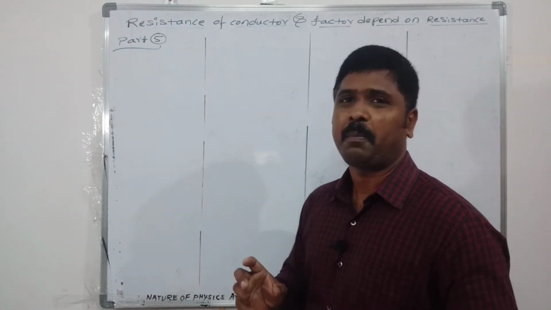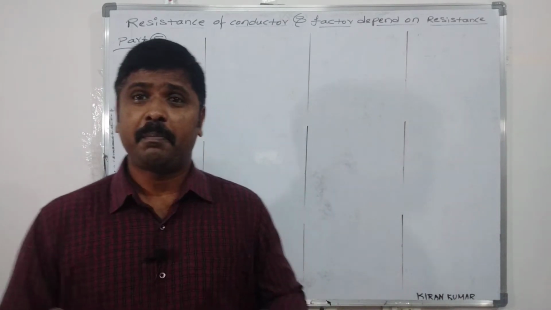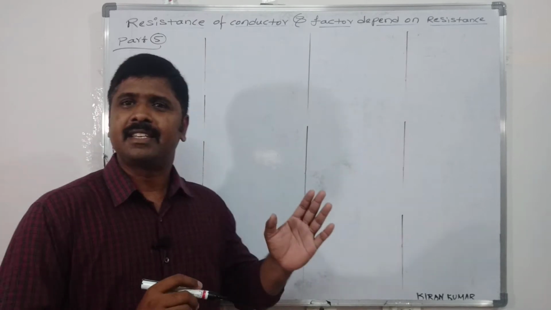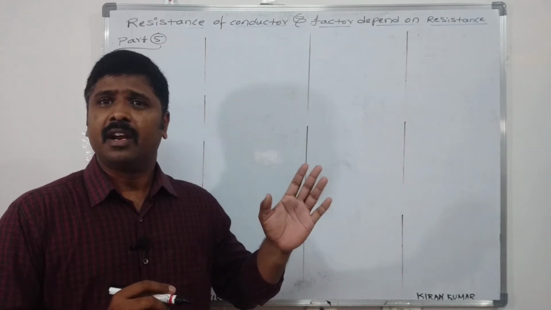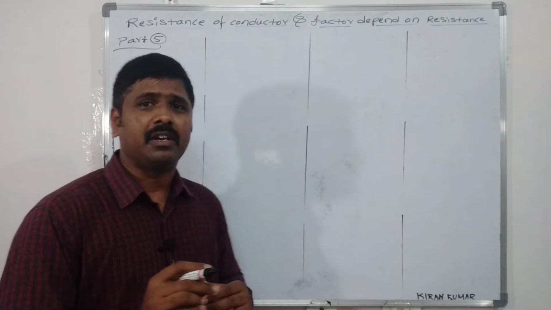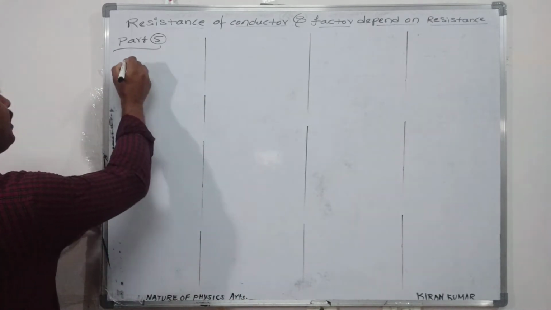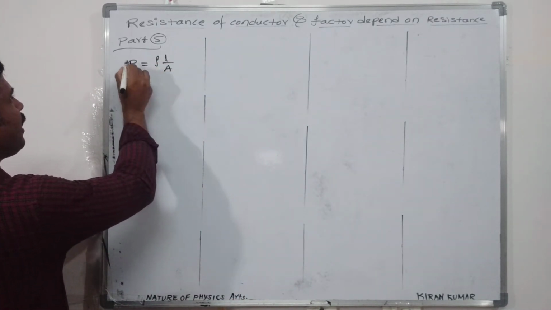Very interesting topic, that is resistance relations. This is already part 4 video about the resistance and the factors that the resistance depends on. Sequence definitions are completed. Now only derivation. The basic formula is R equal to rho L by A.